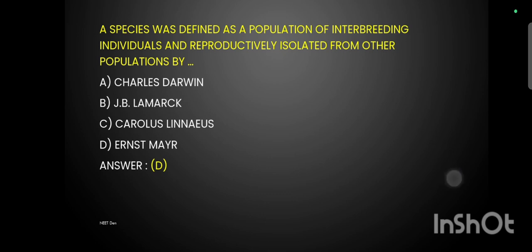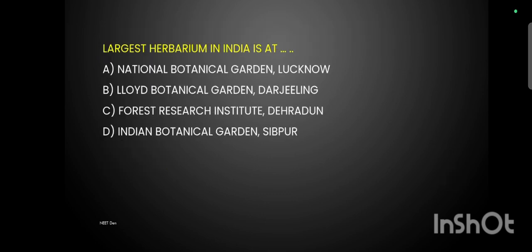Ernst Mayr. Question: largest herbarium in India is at option A, National Botanical Garden, Lucknow. B. Lloyd Botanical Garden, Darjeeling. C. Forest Research Institute, Dehradun. D. Indian Botanical Garden, Sibpur. So the answer is D, Indian Botanical Garden, Sibpur.